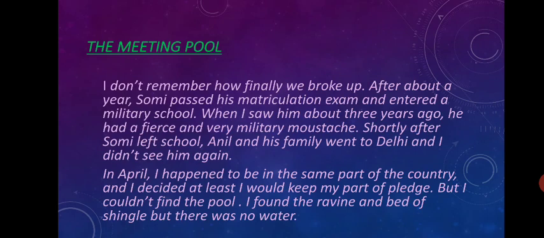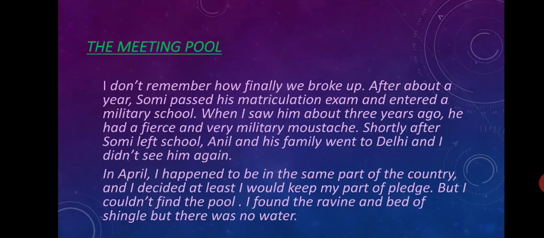Rusty saw that he had a fierce military mustache, because the gentle boy Swami had become very fierce military. So after Swami left the group, Anil also went to Delhi with his family, and Rusty never saw Anil again. So in April, Rusty happened to come to the same part of the country and he decided to keep his promise. So he went to the place where he had discovered the pool, but he didn't find the pool after 10 years.